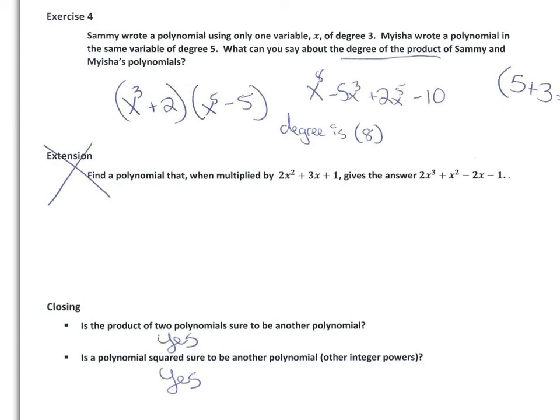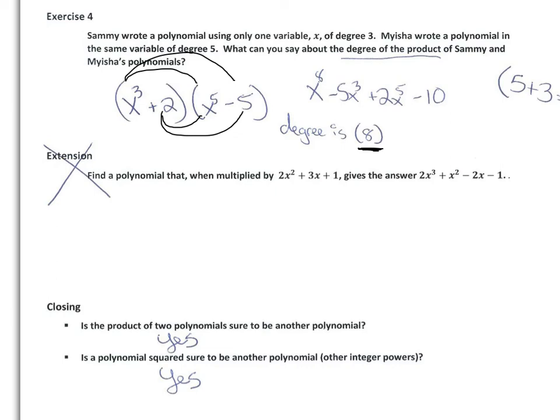Exercise 4. Sammy wrote a polynomial using only one variable x of degree 3. For example, this is a polynomial, one variable x of degree 3. Maisha wrote a polynomial with the same variable, so x, with a degree of 5, and it's a polynomial. What can you say about the degree of the product? Product means multiply. So when I multiply these, I could use the mnemonic FOIL to help me. I could use my box method. I would get x to the 8th minus 5x cubed plus 2x to the 5th minus 10. The highest degree of that polynomial is 8.